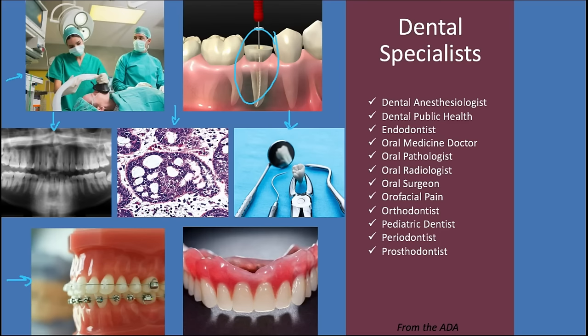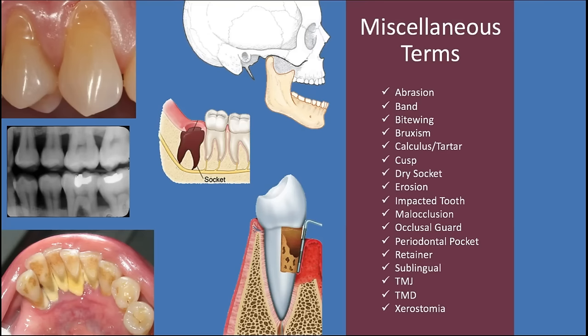Periodontists specialize in treating the periodontal tissues that surround the teeth. So this includes the gums, the periodontal ligament, bone, and even the cementum. And prosthodontists replace missing teeth with crowns, bridges, dentures, and the restoration of implants. These artificial teeth replacements are known as prostheses, hence the name prosthodontist. And lastly, there are a few more miscellaneous terms that I'd like to review listed here in alphabetical order.